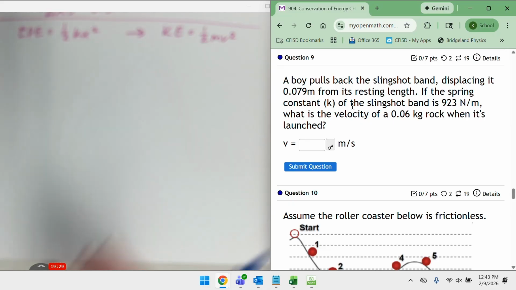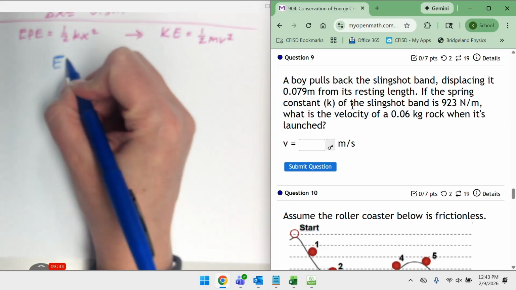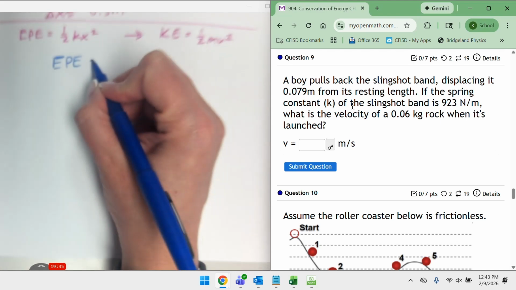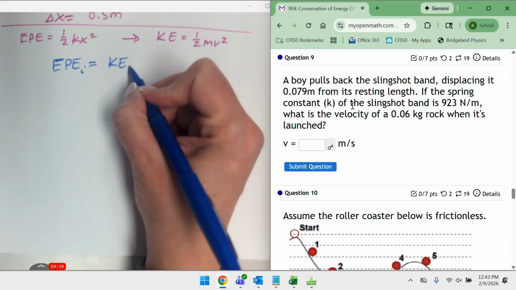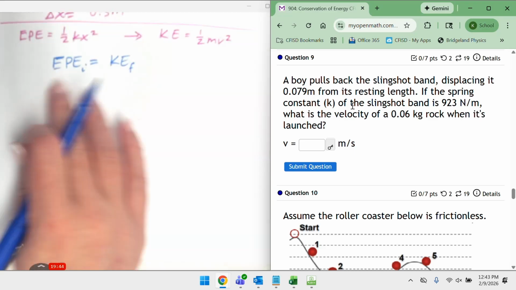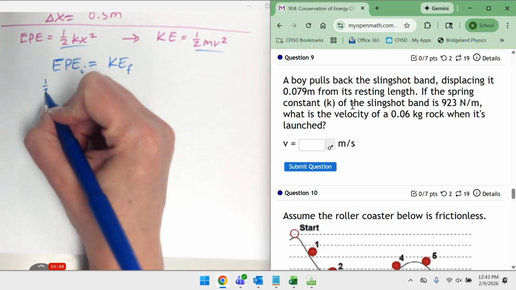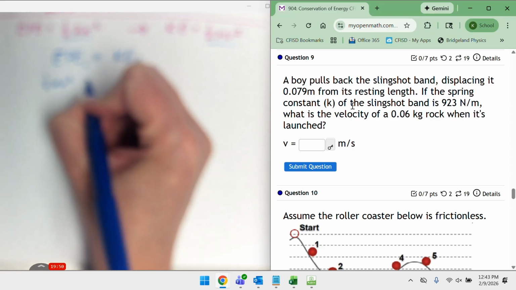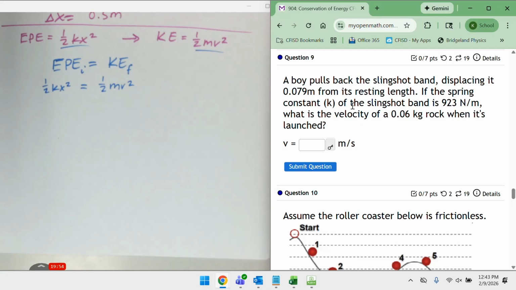So the motion that it ends up with is due to the elastic potential energy that it starts with, and that's how you write your equation. The EPE that it starts with initially will be equal to the KE that it ends with at the final state. And again, you're not going to leave it like that. You're going to go and put these equations in there. So you're going to have 1/2 kx squared equals 1/2 mv squared, and then you're going to start to plug in numbers.